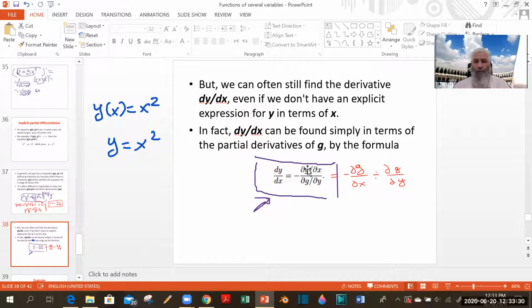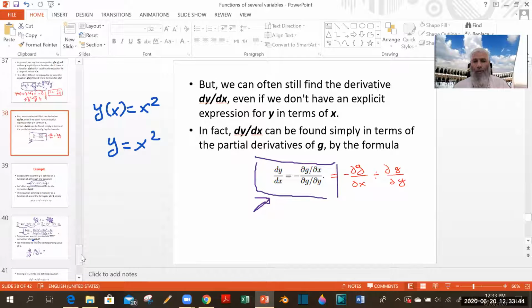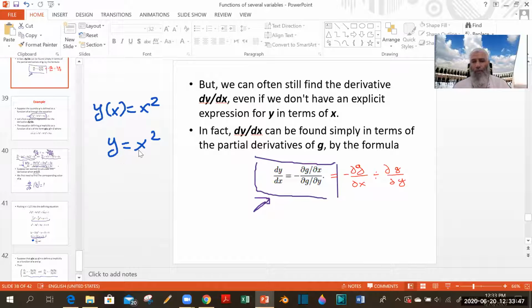And what do we use this formula for? The derivative gives us the maximum and minimum and so on, and when the function is increasing, when the function is decreasing. We studied this before. So this is the rule we are working with, which is dy divided by dx equals minus dg dx divided by dg dy. Okay.